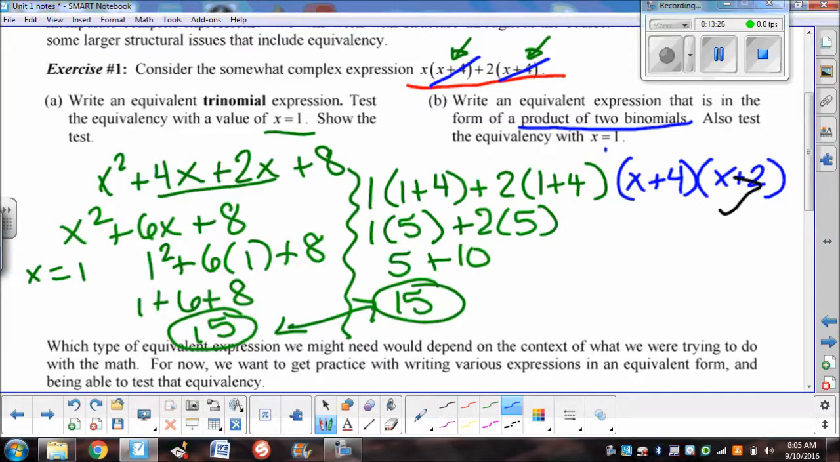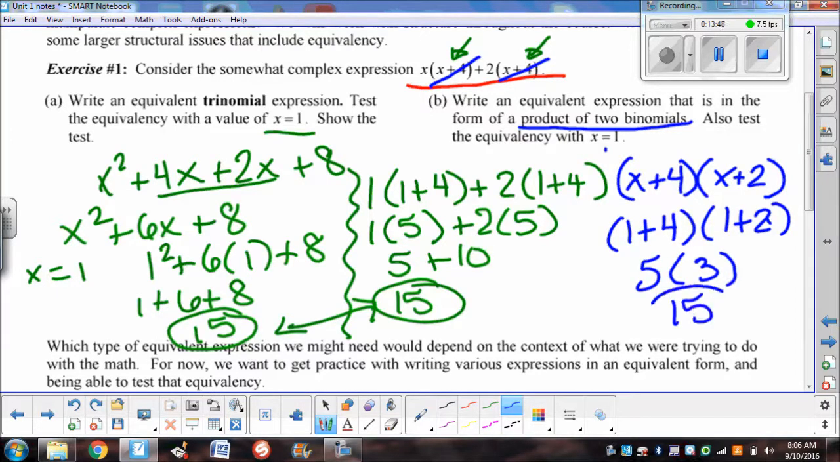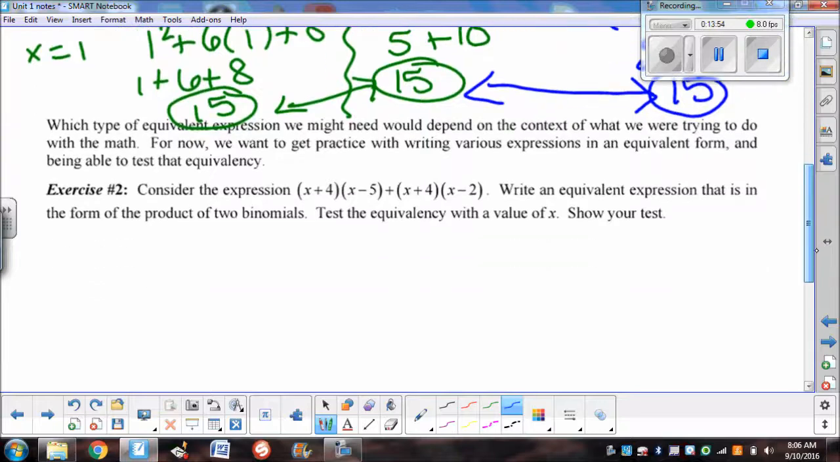So let's see if that's equivalent to 15 when I substitute in a 1. Let's see if we get 15. 5 times 3, look at that. Pretty cool how that equivalency works, finding patterns.